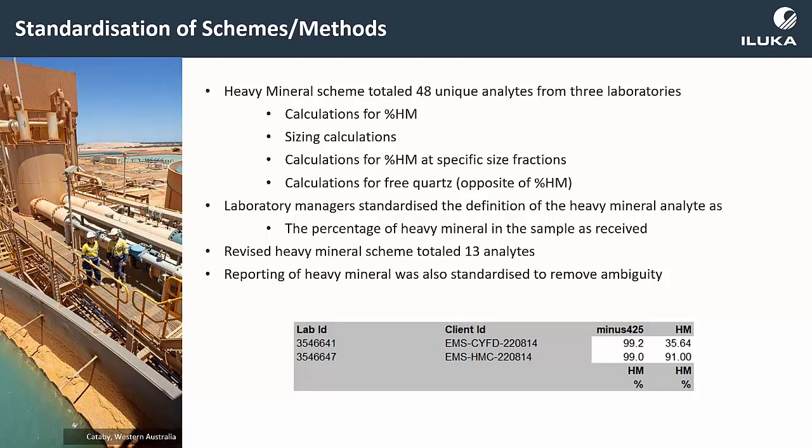So when we fine-tuned the scheme itself, we brought the number of analytes down to 13, and then we standardised the reporting method. So when we report heavy mineral, for example, the result there is 91%, so that was 91% heavy mineral as the sample received in the lab. And we also report a sizing result alongside that. So that's used by potentially production to work out what the grade of heavy mineral might be of the sand in the plant.